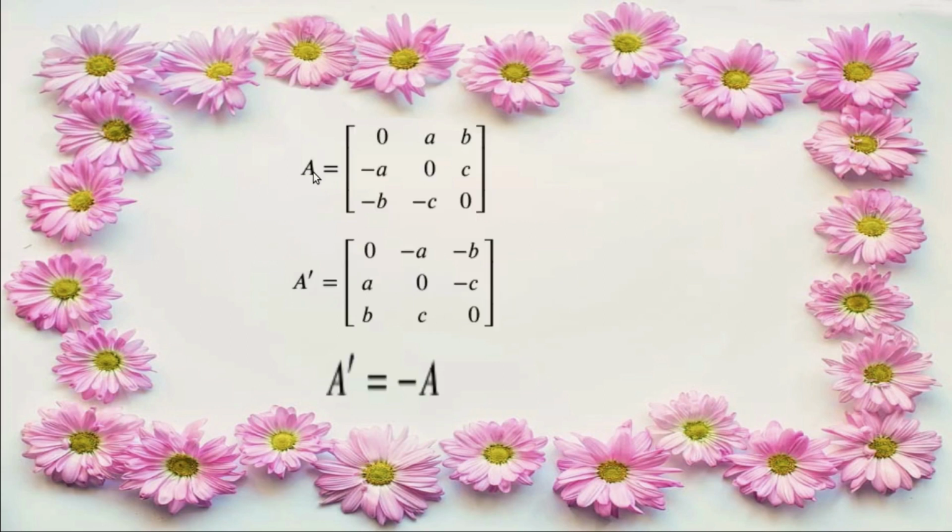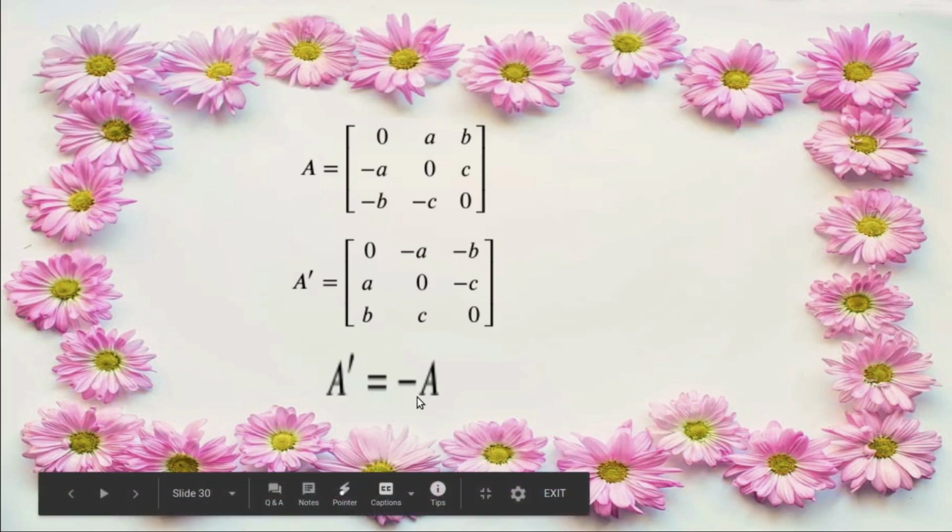Now consider a matrix A equal to the matrix 0, A, B, minus A, 0, C, minus B, minus C, 0. A transpose: first row, write it as first column, 0, A, B, second row is minus A, 0, C, third column is minus B, minus C, 0. Third row becomes third column, second row becomes second column. Now by taking the minus sign outside we get this is equal to minus A. So here A transpose equals minus A.